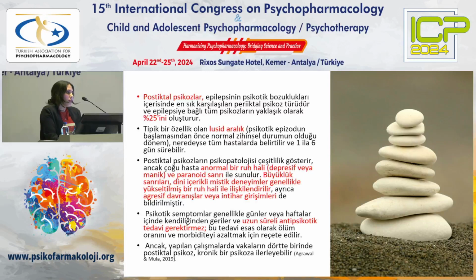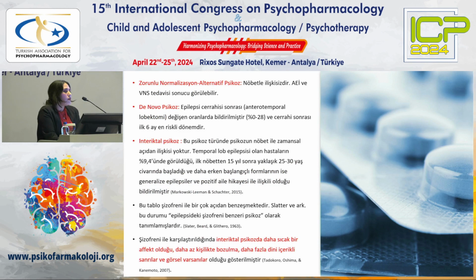Post-ictal psychosis is one of the frequently seen perictal psychoses in epileptic psychotic disorders, and it lasts for 1 to 6 days. Abnormal mood, depressive or manic, and paranoid delusions are seen. Mystical experiences with religious content and a high ego, or aggressive behaviors or suicidal attempts are reported. Generally, they remit within days or weeks. It doesn't require long-term antipsychotic treatment, but it may also progress towards a clinical psychosis.